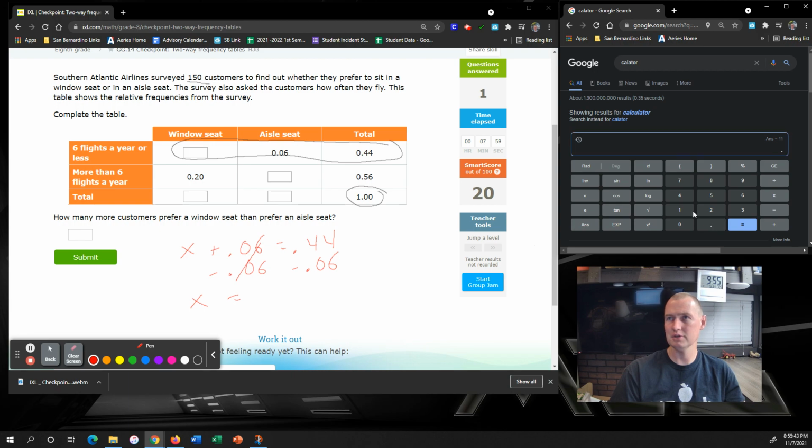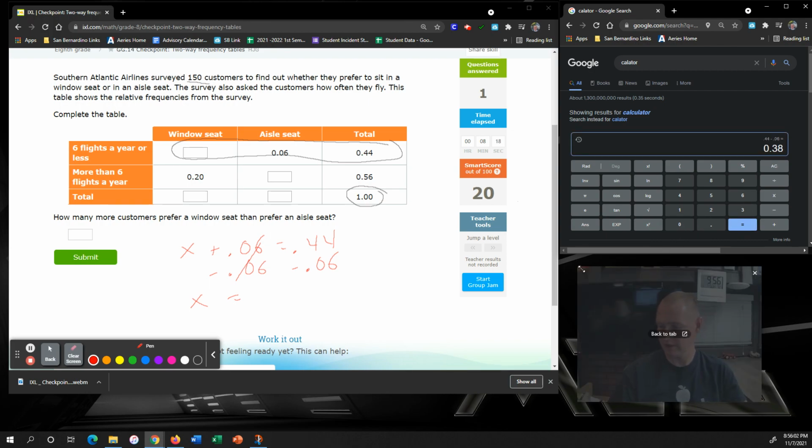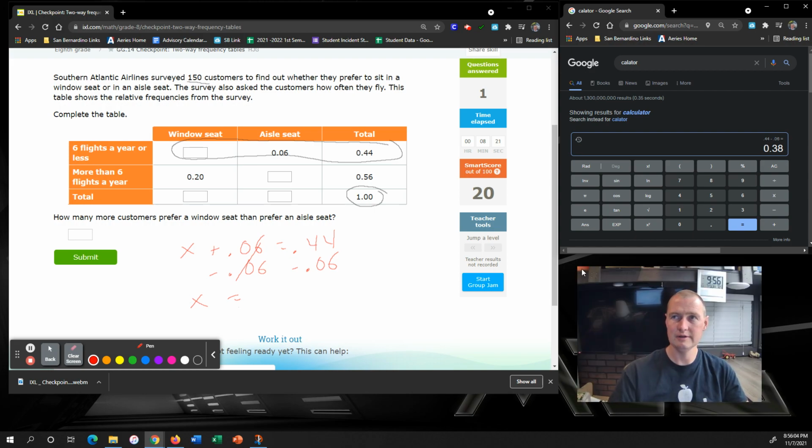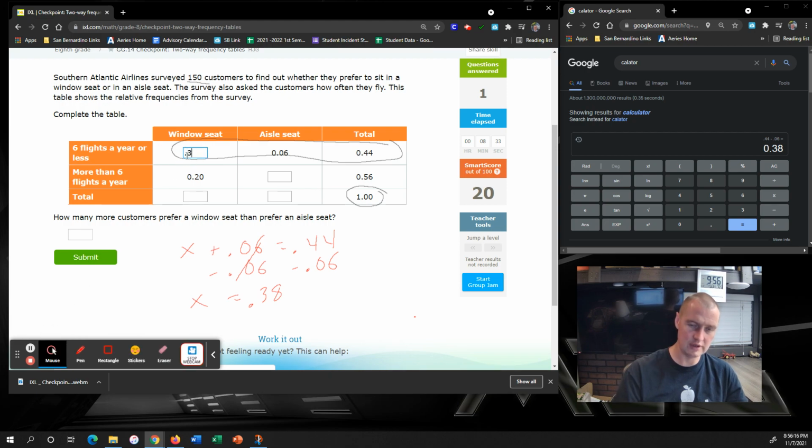But if you want to be particular with decimals, which I'd encourage you to, use a calculator. So 0.44 minus 0.06, I have a hunch that should be like 0.38. So be careful with that 0. So now I made a boo-boo. 0.06. And that gives me that 0.38 like I thought. Perfect. All right. So I'm going to go ahead and put in 0.38 for my first value here. So 0.38.